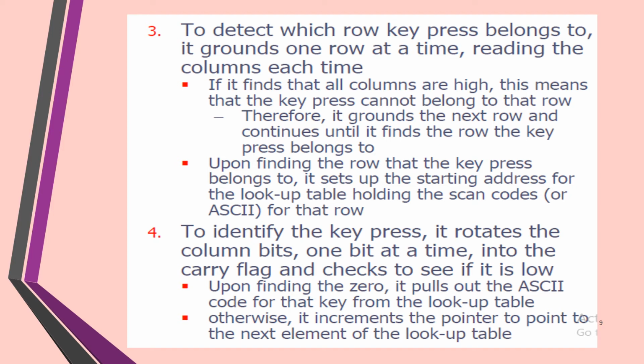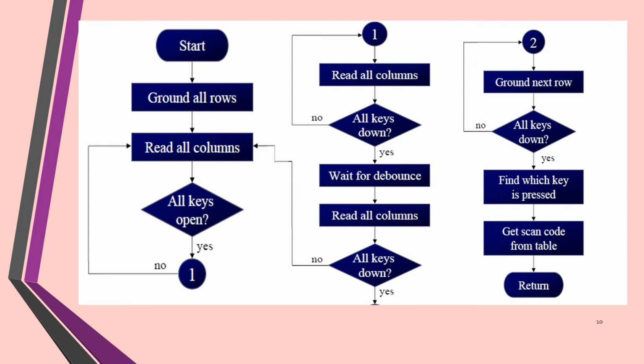To identify the key press, it rotates the column bits one bit at a time into the carry flag and checks to see if it is low. Upon finding the 0, it pulls out the ASCII code for that particular key from the lookup table. Otherwise, it increments the pointer to point to the next element of the lookup table. This is the general flow.